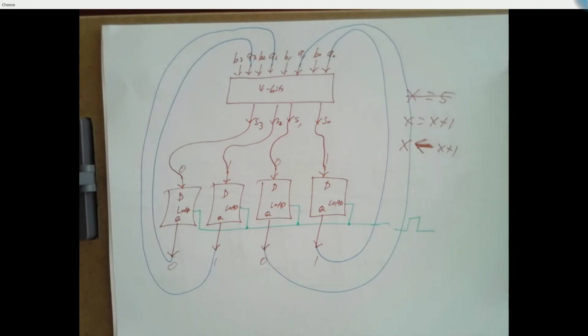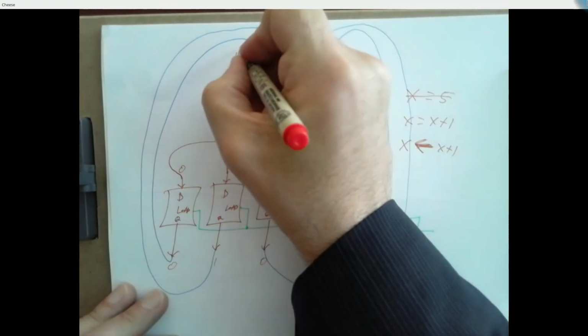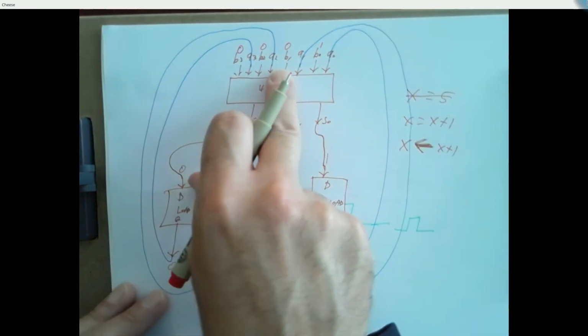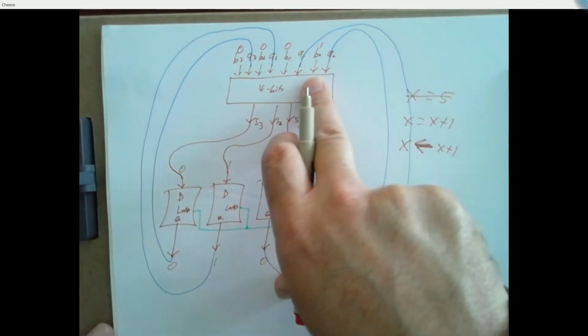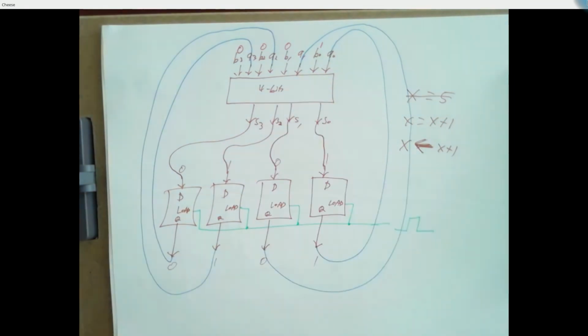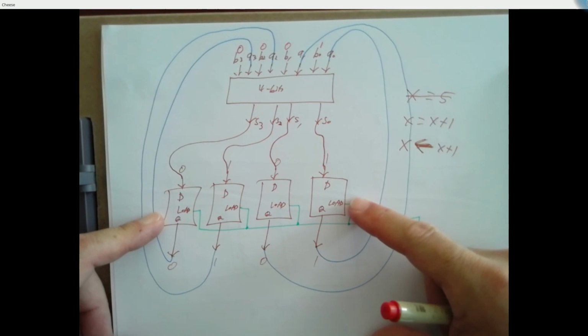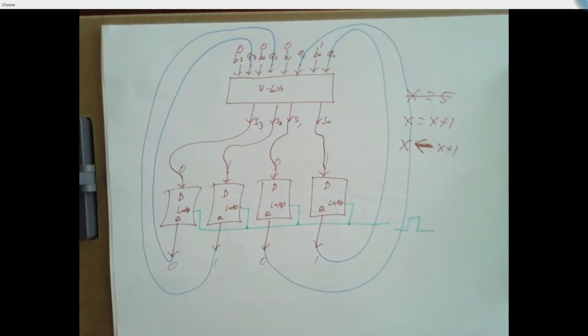Okay, what about the B inputs? What should we do with those? 0, 0, 0, 1. Why is that? Because we're adding 1. So we're going to connect those 3 inputs to ground. We're going to connect that to VCC. And the B inputs will be 1. The A inputs will be whatever's coming out of our X register. And this is an adder.